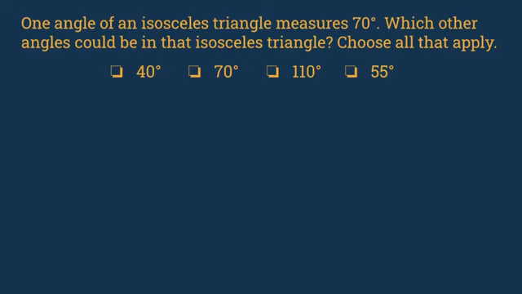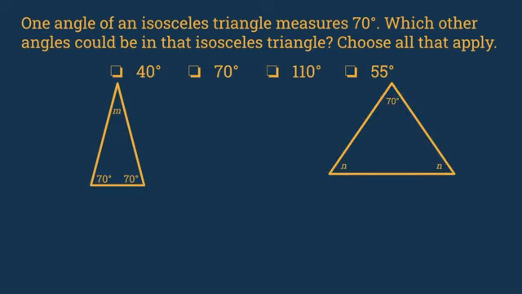Again, we are asked which other angles could be in that triangle. An isosceles triangle has two equal angles. Since the known angle is acute or less than 90 degrees, there are two different triangles that could fit this description. We will create one triangle that has two congruent 70-degree angles and one triangle that has two congruent angles that aren't equal to the 70-degree angle. To find the missing angle measures, we'll write and solve an equation for each triangle.